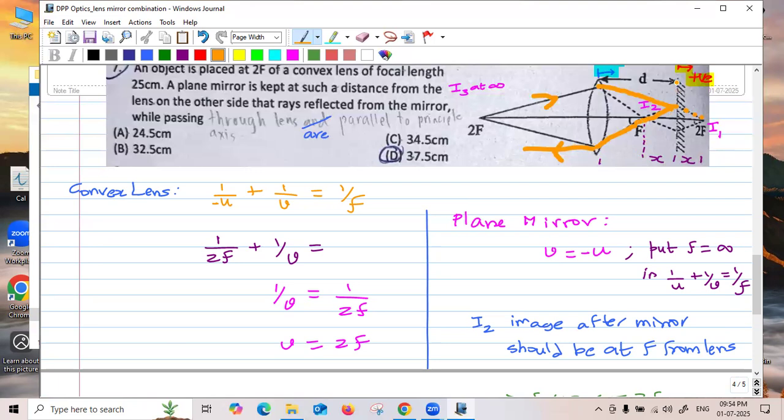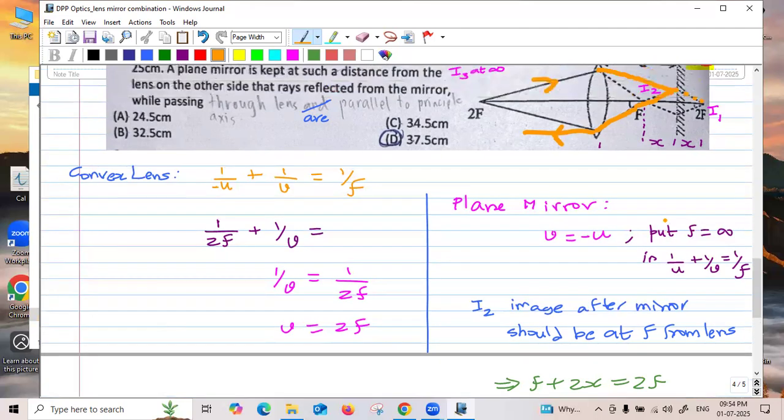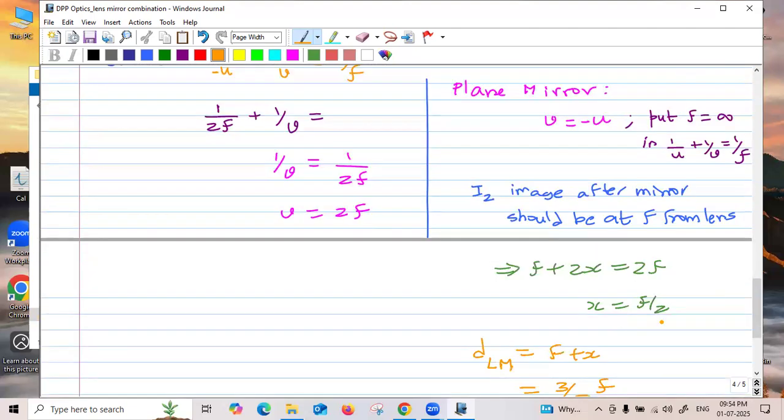So this distance d is focal length f plus x, and this distance of I1 from this lens is f plus 2x. That is same as 2f, because that we have found out here. Okay, so that means f plus 2x is 2f. This is f, this is x, this is x. So this total distance is f plus 2x. That should match with 2f. So from this I get x as f by 2.